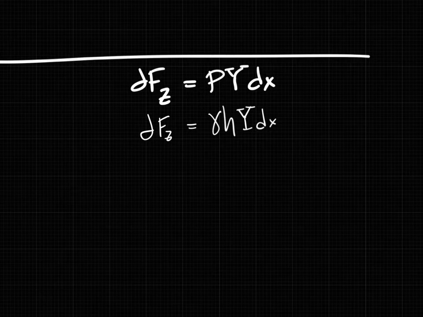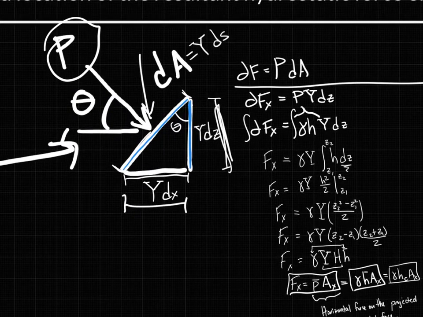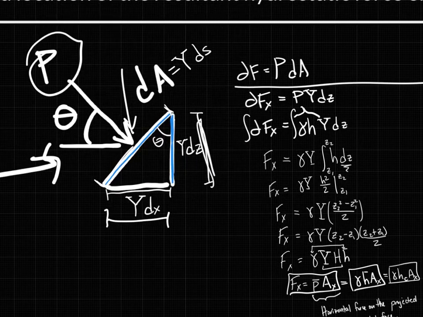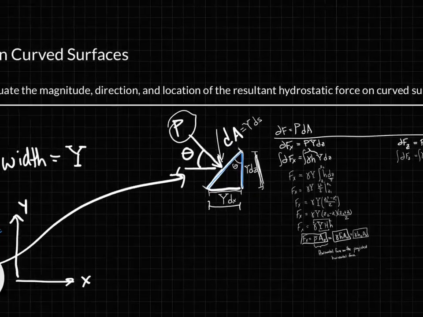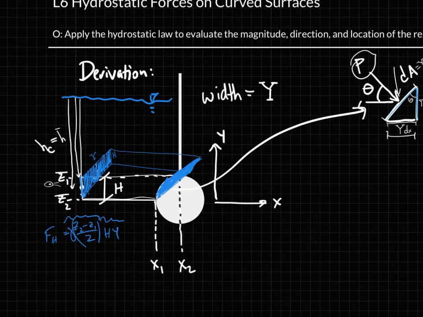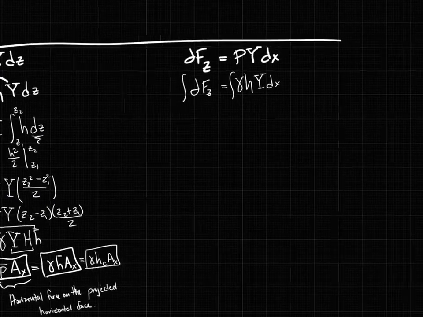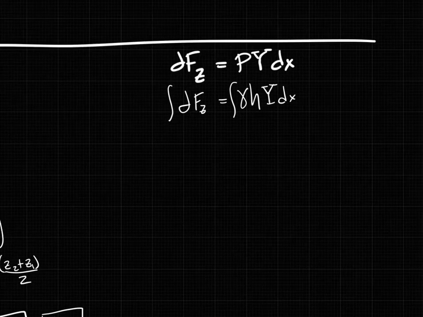So maybe we integrate this. This is a little differential element right here, but we don't want it there. We want it over this whole thing. So we're going to integrate from x1 to x2. Let's go back over here and see what happens when we integrate from x1 to x2.